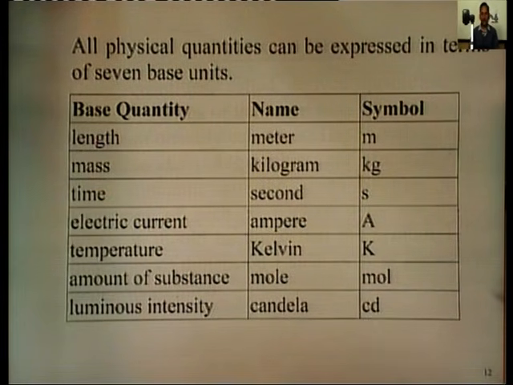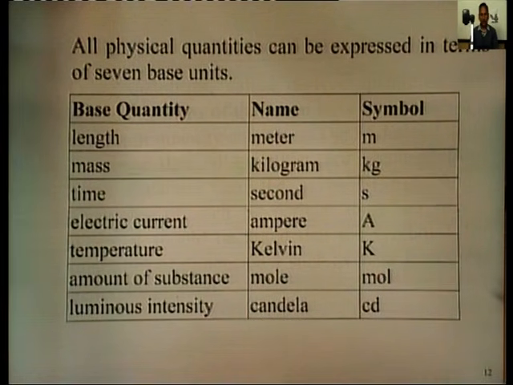So, all physical quantities can be expressed in terms of 7 base units. First of all, the base quantities, then the name of those quantities, and then the symbol used for those quantities. First base quantity is length, name is meter, and symbol used is small m. Base quantity is mass, name is kilogram, and the symbol used for kilogram is kg. Similarly, base quantity is time, name is second, and symbol used for second is small s.